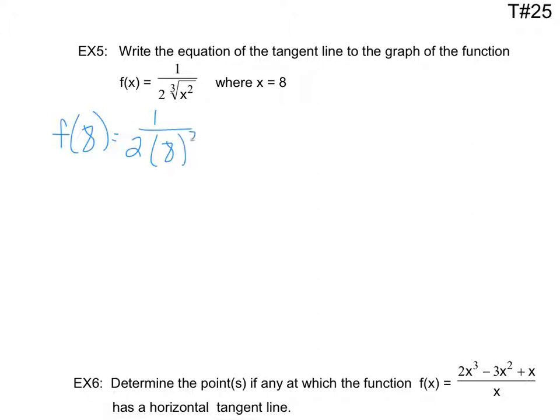to the 2/3 power. Remember how you do that, or how I like to do it, is I do the root first. So the cube root of 8 is 2. 2 squared is 4. 4 times 2 is 8. So I end up getting 1/8 for my y value. So my point is going to be 8, 1/8. There's my point.